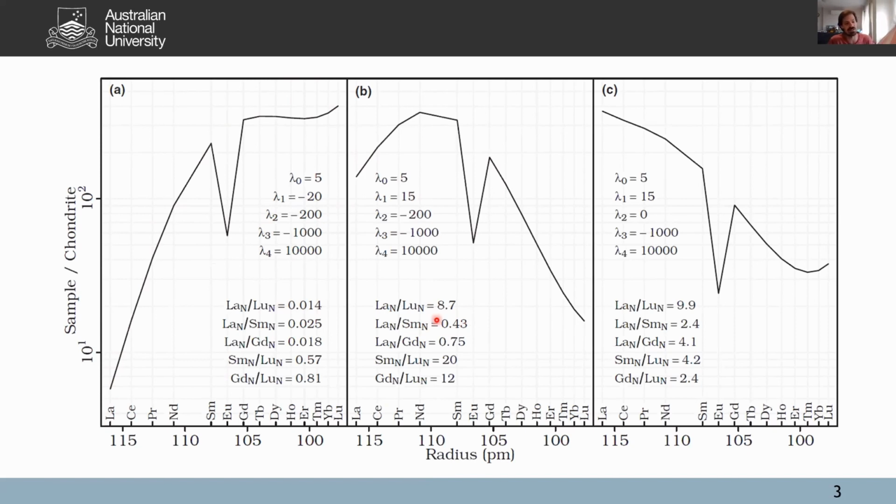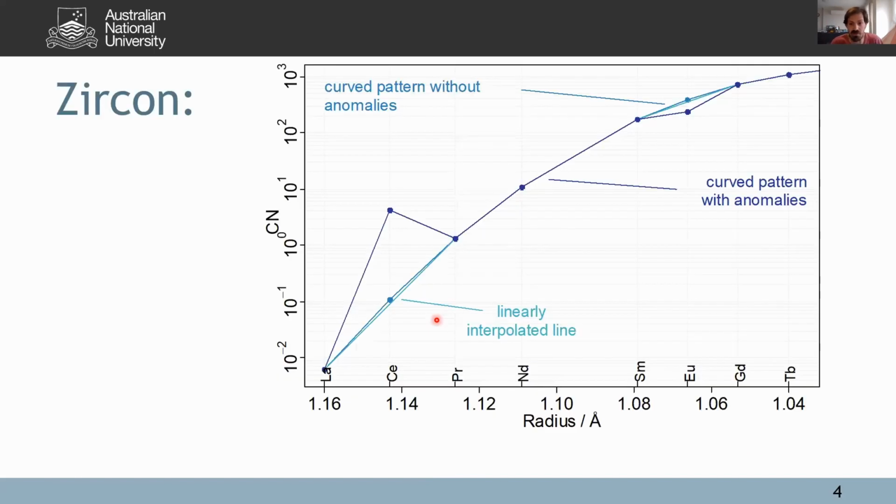So those numbers may be useful in one case, but it's very hard to generalize from them to the entire universe of possible rare-earth patterns. The other problem is when we're looking at things like cerium and europium anomalies. Here's how a zircon might look, and I started at terbium here, it doesn't go all the way. And something that we really care about in zircons is cerium and europium anomalies.